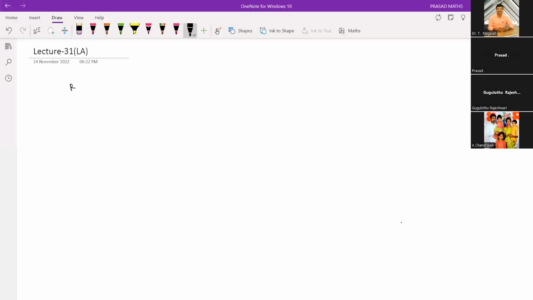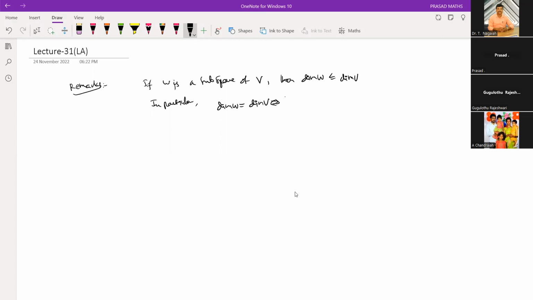Some remarks. We have seen yesterday that if W is a subspace of vector space V, then the dimension of W is always less than or equal to the dimension of V. In particular, the dimension of W equals the dimension of V is the same as saying that the subspace is V itself. We have seen this yesterday.